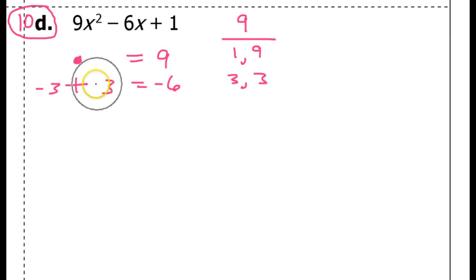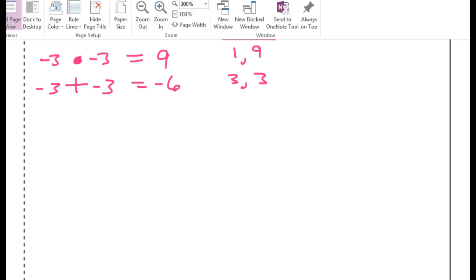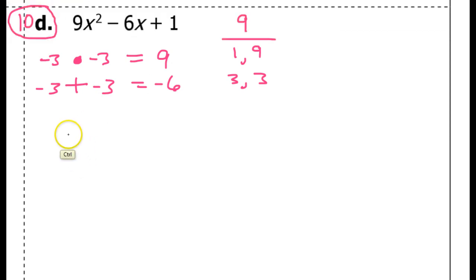We'd have to have negative 3 plus negative 3 to make negative 6. But then we need to do negative 3 times negative 3, and that is positive 9. So we found the pair that we need. So this is the box method, so you know what we have to do.